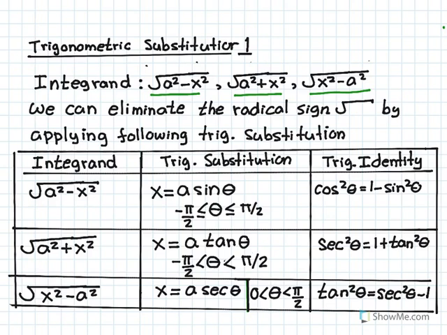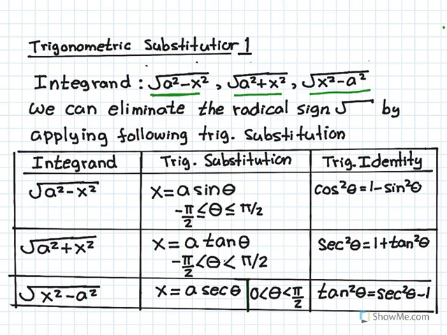The first case has constant squared, that's a squared, minus variable squared, so a squared minus x squared. The second case has constant squared, that's a squared, plus variable squared, that's x squared. The third case has variable squared, that's x squared, minus constant squared, that's a squared. In each case, we will apply a different trigonometric substitution. The goal is to eliminate the radical sign, the root sign, by applying the following trig substitutions.